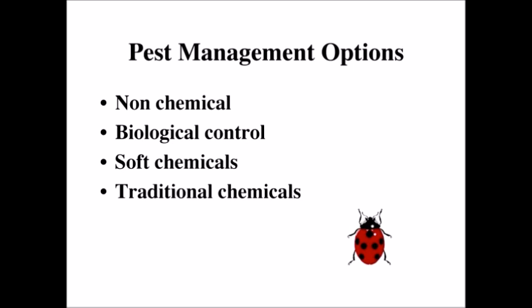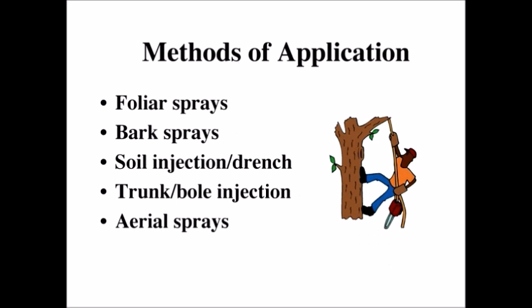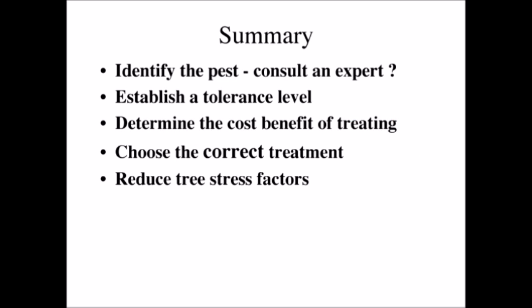We have lots of options, non-chemical things that we mentioned, certain biological control, whether it's passive biological control or active, and we have different choices of chemicals, those that are less harmful to the environment or the beneficials, and those that might be more persistent if that's what's required. Pesticides can be applied to trees as a foliar spray, bark sprays, soil injections or drenches underneath, trunk or bole injections, and in some cases aerial sprays even are out there.